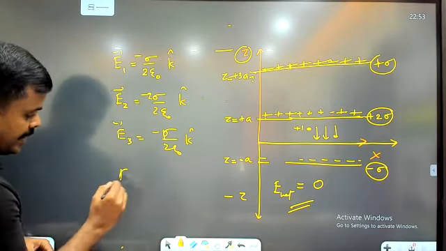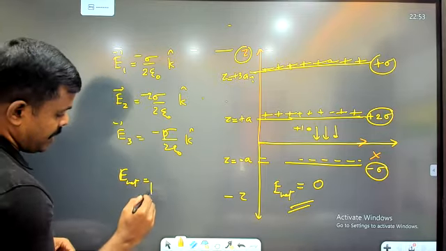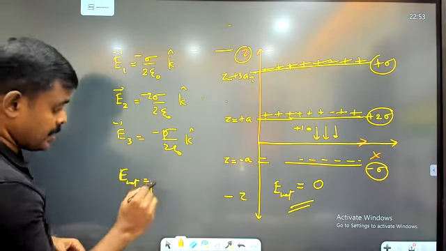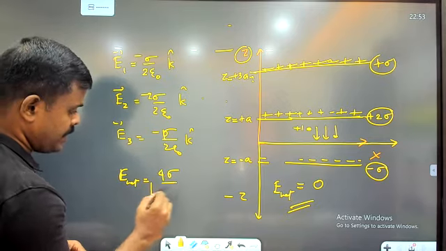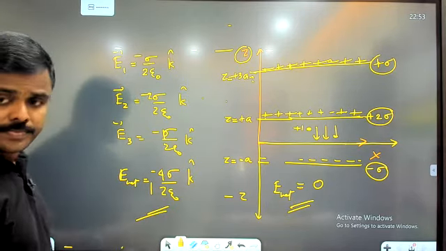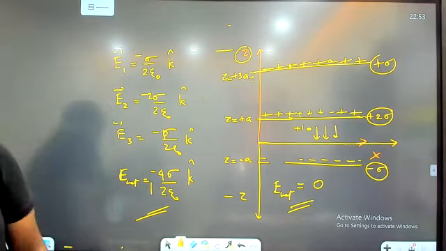So altogether, E net will be what? E net will be, tell me, sigma by 2 epsilon 0, 2 sigma, 1 sigma. 4 sigma by 2 epsilon 0 into K cap. That will be the final answer. Understood this now? So we have seen that part. I'll move to the second application, third application very quickly. We'll go to the questions.